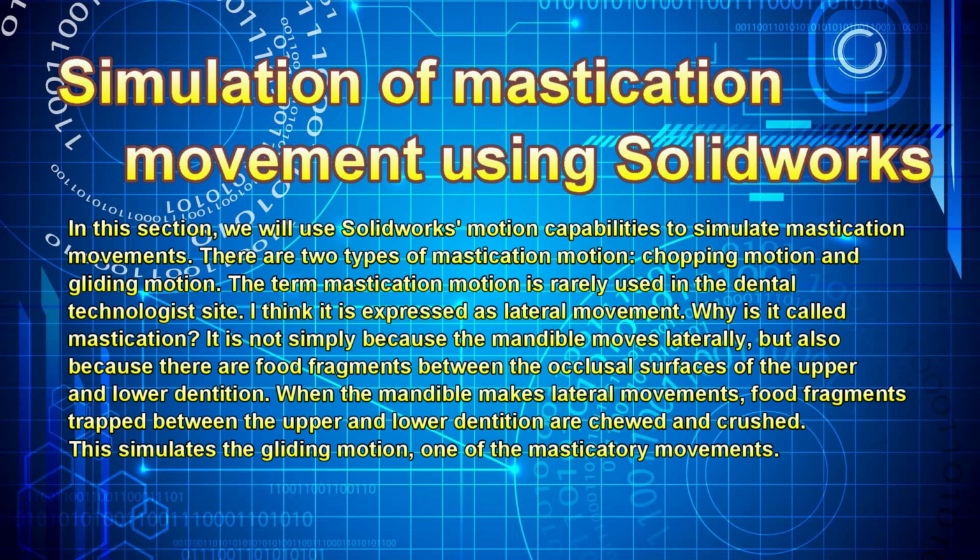Why is it called mastication? It is not simply because the mandible moves laterally, but also because there are food fragments between the occlusal surfaces of the upper and lower dentition. When the mandible makes lateral movements, food fragments trapped between the upper and lower dentition are chewed and crushed. This simulates the gliding motion, one of the masticatory movements.